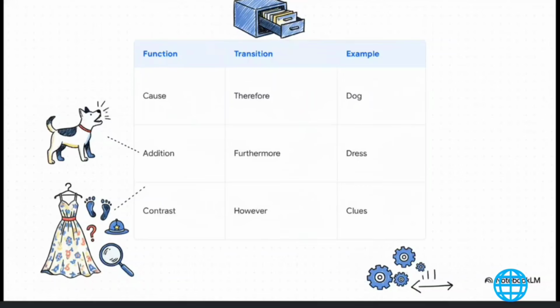We're mapping the logical functions directly to the transition words. If you want cause and effect, you grab therefore for the barking dog. If you want addition, you grab furthermore for the new dress. And if you need contrast, you grab however for those police clues. This makes choosing your connectors incredibly intentional.